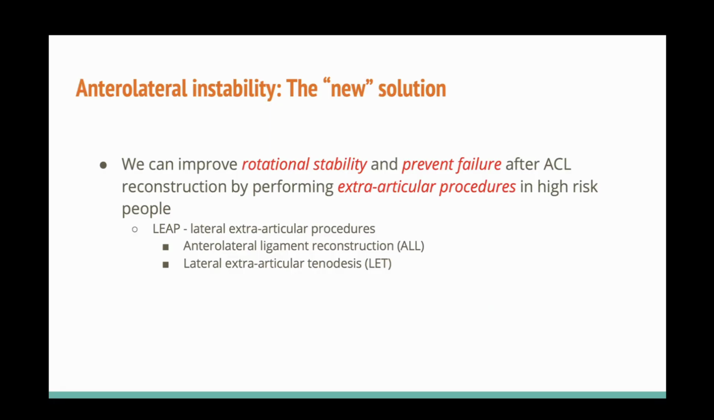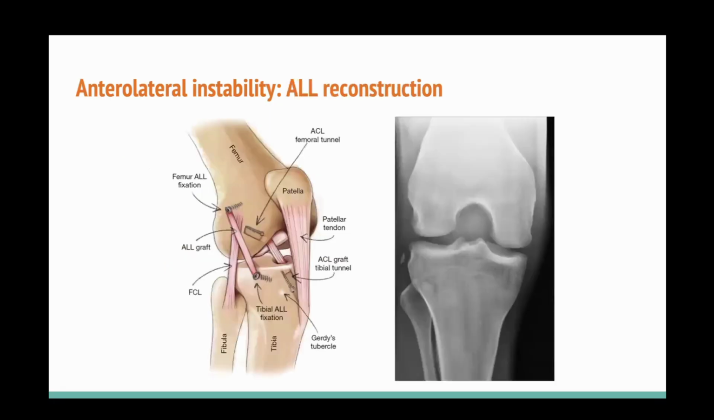These days, we're talking about two major ones: the anterolateral ligament reconstruction, which is more popular in Europe, and the lateral extra-articular tenodesis, which is more popular here in North America. This is just a picture of what we're talking about with anterolateral ligament reconstruction. Anterolateral ligament rupture causes a Segond fracture, pathognomonic for an ACL tear.